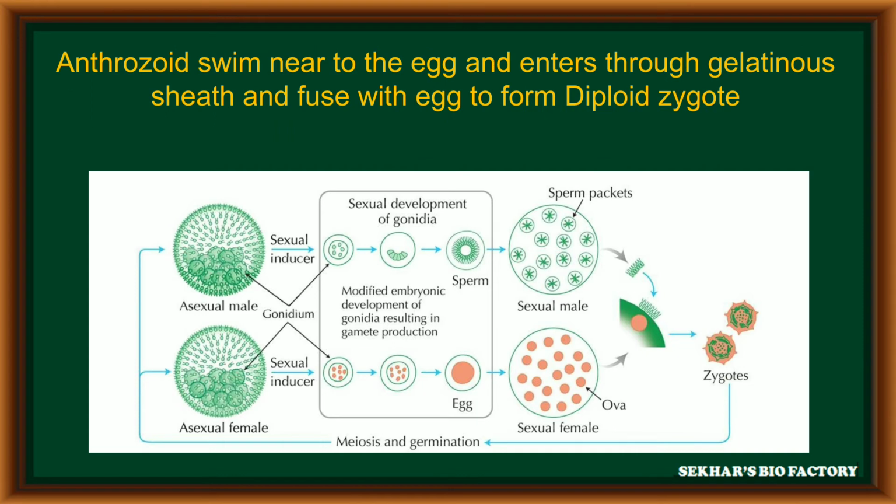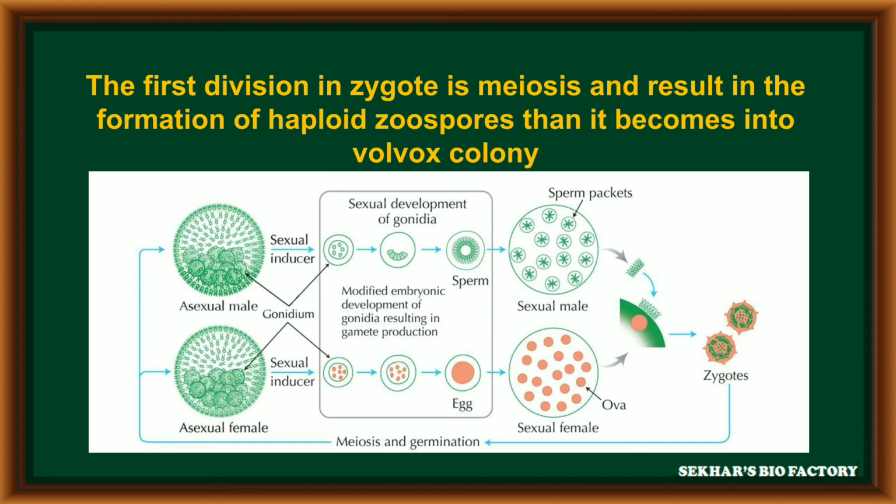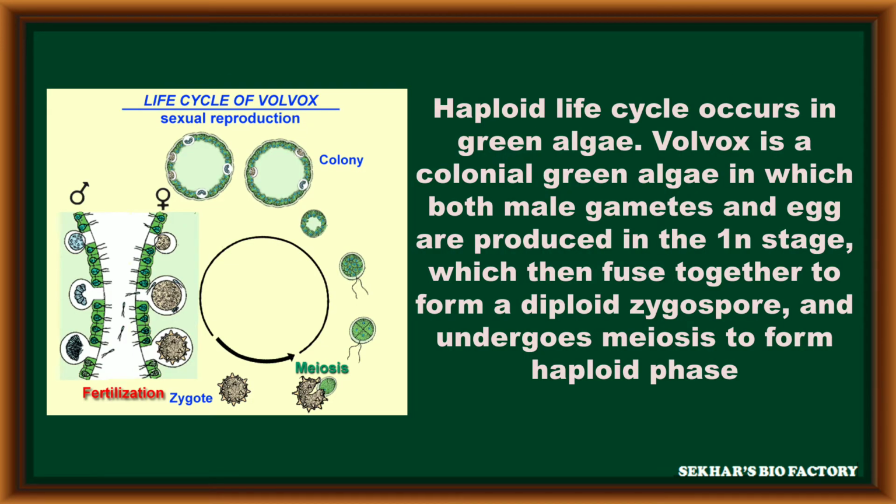Antherozoids swim near the egg cell, enter through the gelatinous sheath and fuse with the egg cell to form a diploid zygote. The zygote is surrounded by a three-layered wall. Now it undergoes a resting phase called the oospore. The first division in the zygote is meiosis. It results in the formation of haploid zoospores. Then every zoospore becomes a Volvox colony. In Volvox, a haplontic life cycle is present.